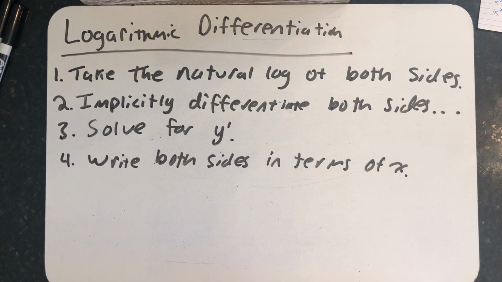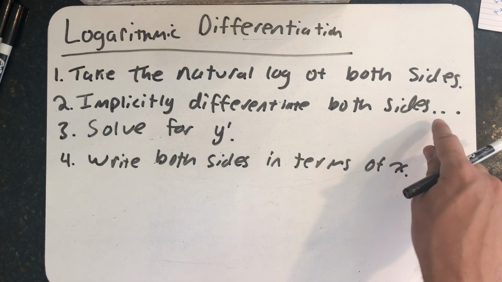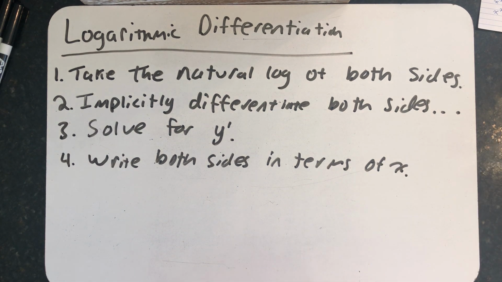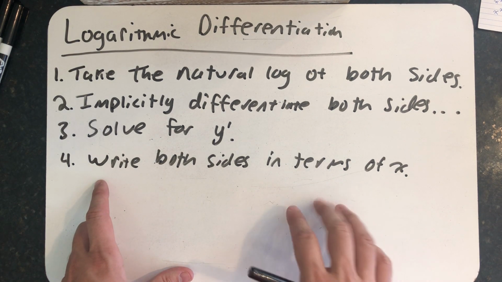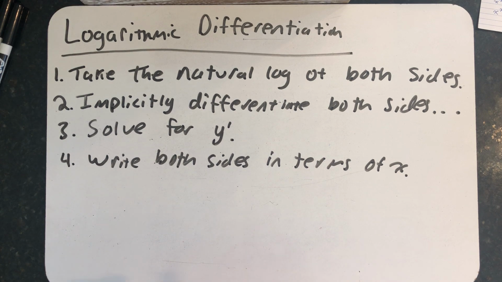We take the natural log of both sides. Then we implicitly differentiate both sides, remembering to treat y as a function of x. We solve for y prime, or dy/dx, whatever we've chosen for the problem. And then at the end, we write both sides in terms of x. This is where we plug the original function back in for y. So let's do one more logarithmic differentiation example.